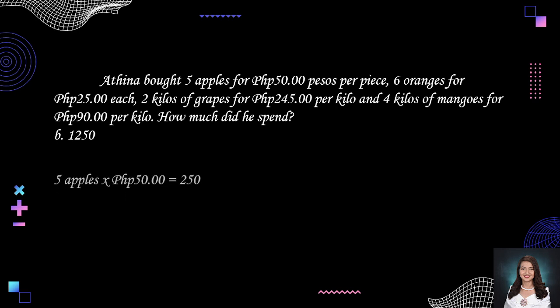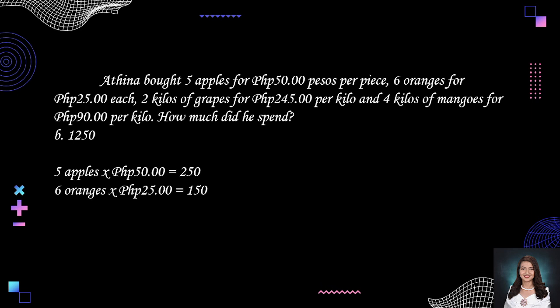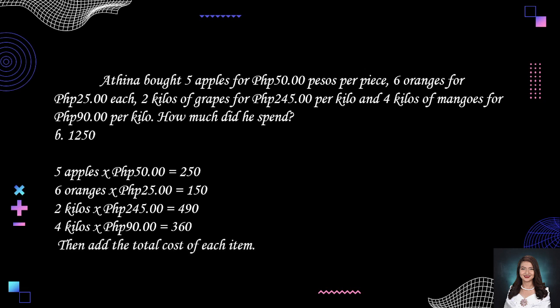The known data are 5 apples and it costs 50 pesos. So we need to multiply 5 multiplied by 50 and we get 250. 6 oranges multiplied by 25, we get 150. 2 kilos multiplied by 245, we get 490. 4 kilos multiplied by 90, we get 360. Then add the total cost of each item. We have 250 plus 150 plus 490 plus 360, and the total is 1,250.